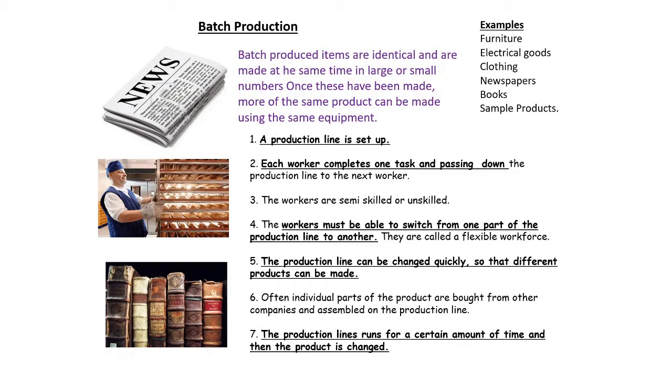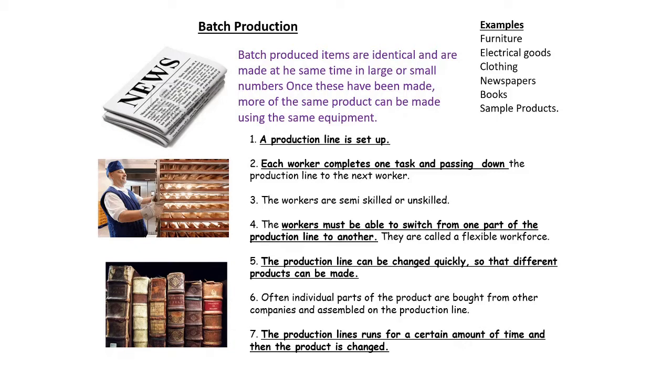So batch production is where you're making items that are identical and there's going to be a small quantity of them. So a batch can be anything from 2 to say like 50 or 100. A batch can be quite a big batch, but it just means you're not going to constantly make that one item the whole time. You'll switch to another item.